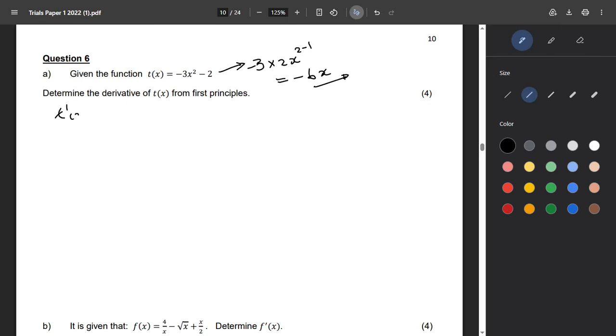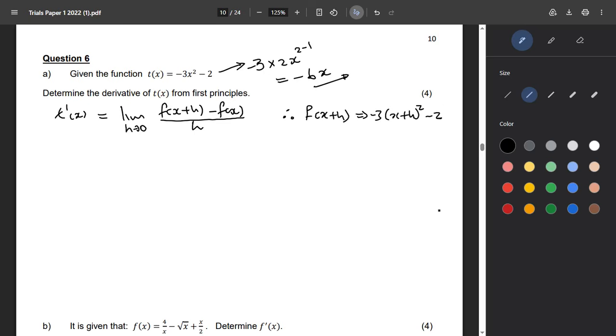So to find f prime at x, we're going to use the limit of f at x plus h minus f at x, everything divided by h as h approaches 0. First thing first, let me find my f at x plus h, meaning that on the original equation where there's x, I'm going to put x plus h, this is squared, minus 2.